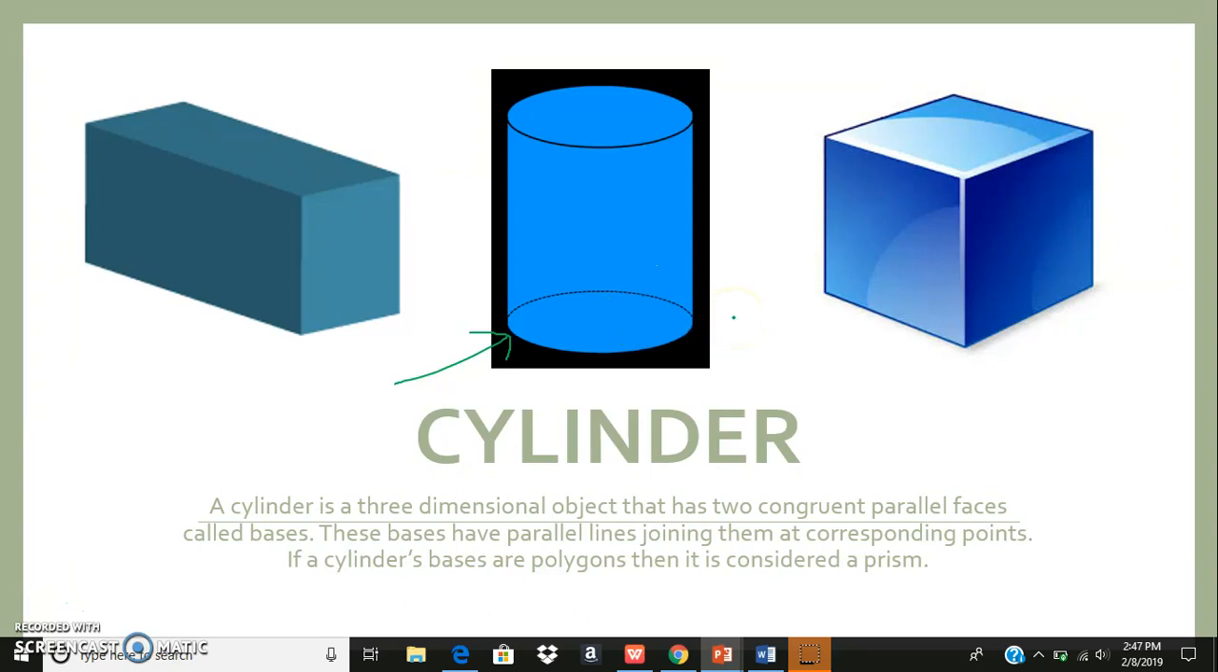But a cylinder is actually a three-dimensional object that has two congruent parallel faces called bases. These bases have parallel lines joining them at corresponding points. If a cylinder's bases are polygons, then it's considered a prism. So things like this right here are considered a prism. So we have a rectangular prism, and this is called a cube since all of the faces and the bases are squares.